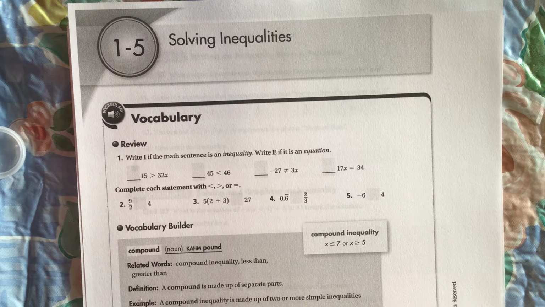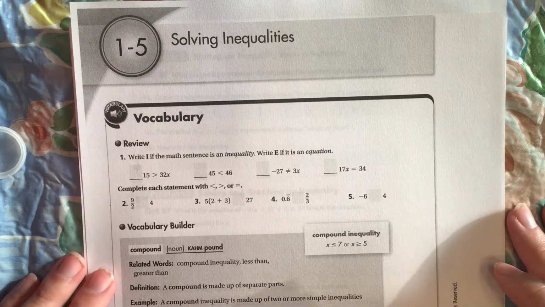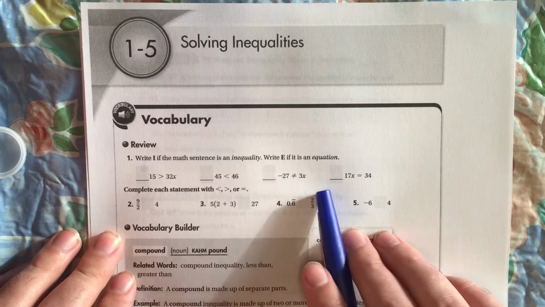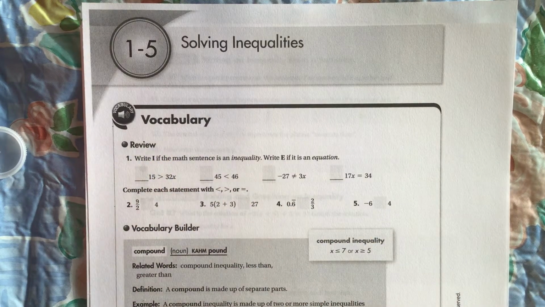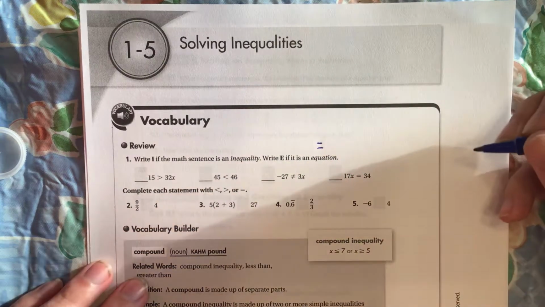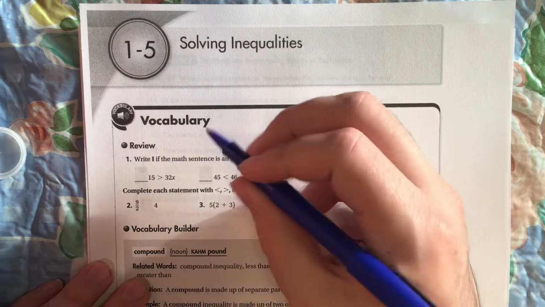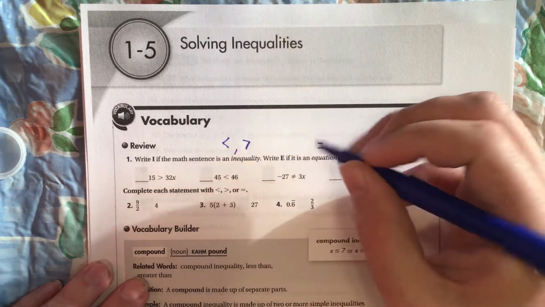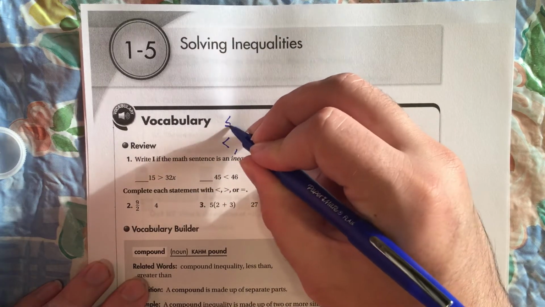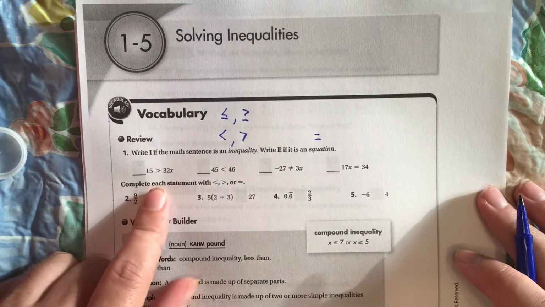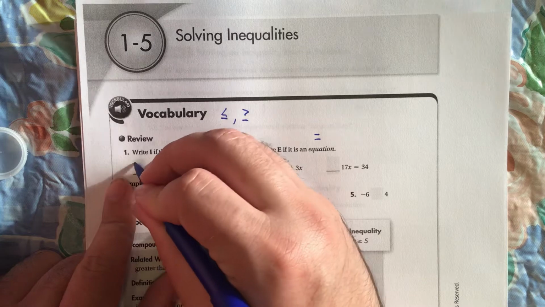All right, everyone. We are starting section 1.5, solving inequalities. So, first thing is review. Write an I next to the sentence if it's an inequality, or an E if it's an equation. Well, equation, you got the equal sign, and inequality were the symbols that kind of look like little alligators. Those are less than, greater than, or less than or equal to, greater than or equal to. So, if I see the alligator, that is an inequality.